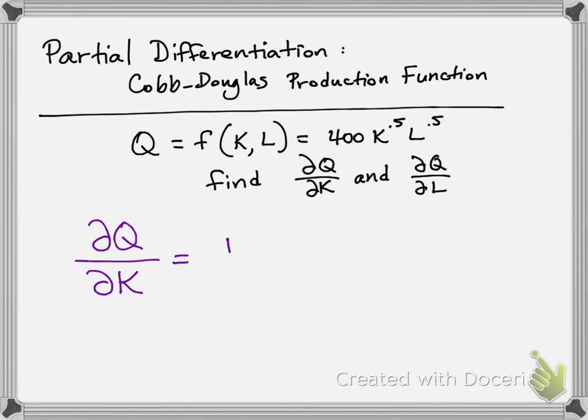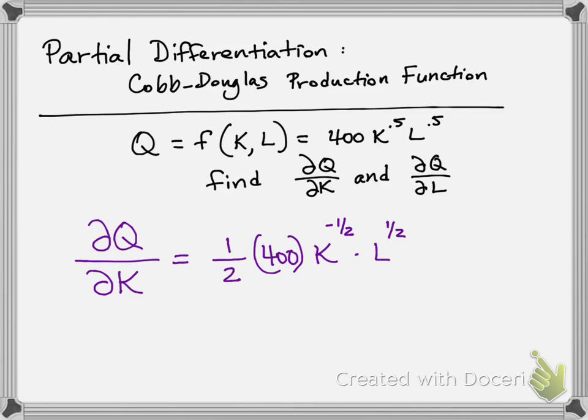So I'm going to bring that 1/2 out front, multiply it by what's already there, 1/2 being the 0.5. And then I'm going to take my K to 1 less power, so it'll be to the negative 1/2. And then multiplied by the L to the 1/2 because that doesn't change, it's just a constant. Now if it were plus L to the 1/2, it would go away, wouldn't it? Because the derivative of that term would be 0. But this stays because it's multiplied by the K term.